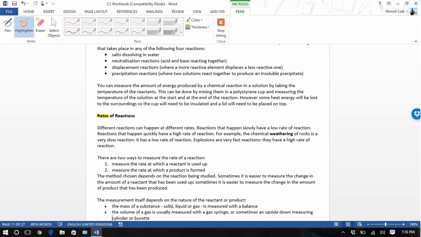So there are two ways to measure the rate of reaction. You measure the rate at which a reactant is used up, or the rate at which a product is formed. Products are what come out of reactions, reactants are what go in. So you need to measure how quickly one of these is being used up or formed over time. The method chosen depends upon the reaction being studied.